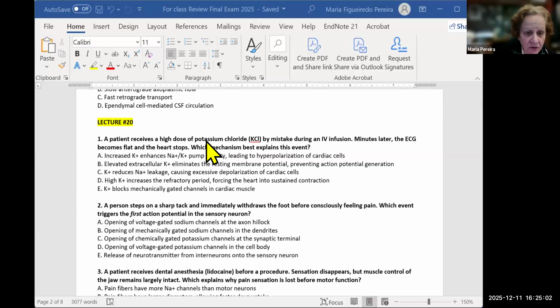Okay. Now we go on to chapter 20. A patient receives a high dose of potassium chloride by mistake during an IV infusion. Minutes later, the ECG, electrocardiogram, becomes flat and the heart stops. Which mechanism best explains this event? I want to see, did someone answer this? B.